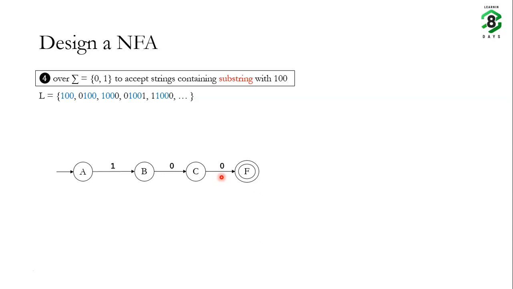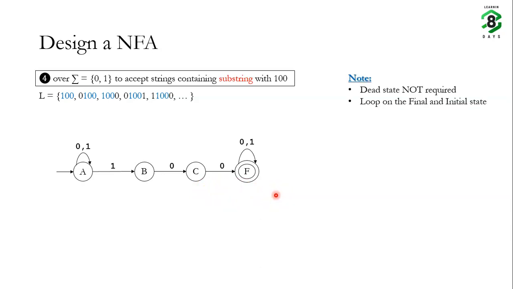Now, in case of a substring, as we have observed in the previous example, whatever we receive before receiving 100 or after receiving 100 doesn't matter. As long as we have these three symbols 1, 0 and 0 consecutively in our string, whether in the beginning or in the end or in the middle, the string should be accepted by the NFA. So observations once again: the dead state is not required. Secondly, loop on the initial and the final state. Thirdly, if the length of the substring is 3, then the number of states is 4.